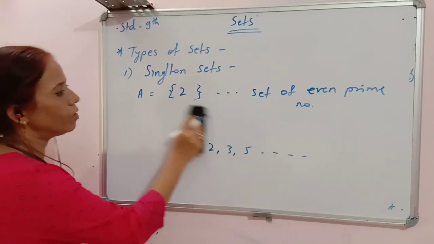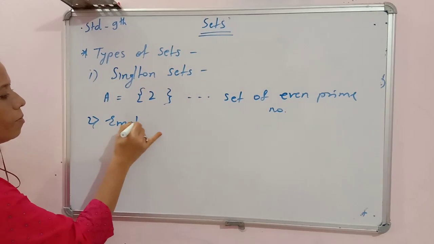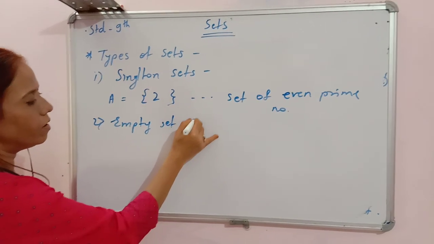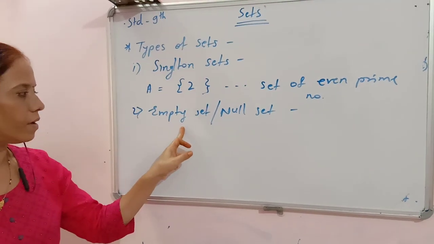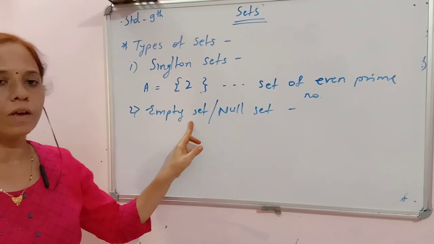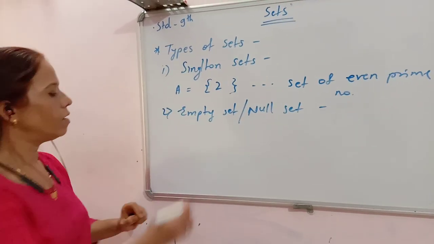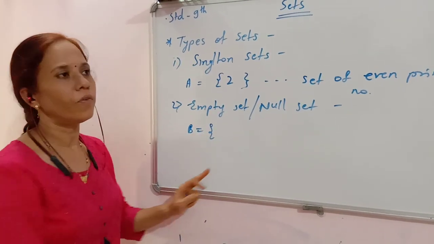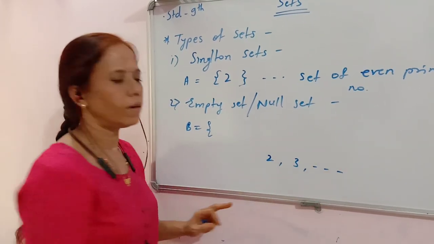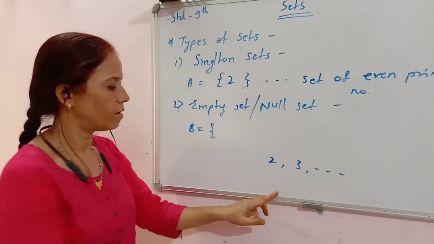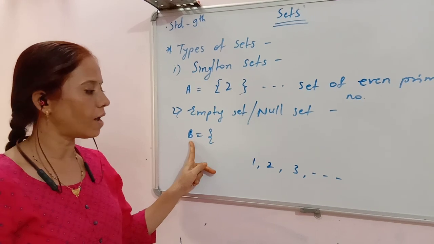Now the next is the empty set. Another name is the null set. It is also known as the null set. Again, the name itself indicates a set in which no single element is present which satisfies the given condition. For example, B is a set of natural numbers between 2 and 3. 2 and 3 are natural numbers: 1, 2, 3, 4, like that, starting from 1.